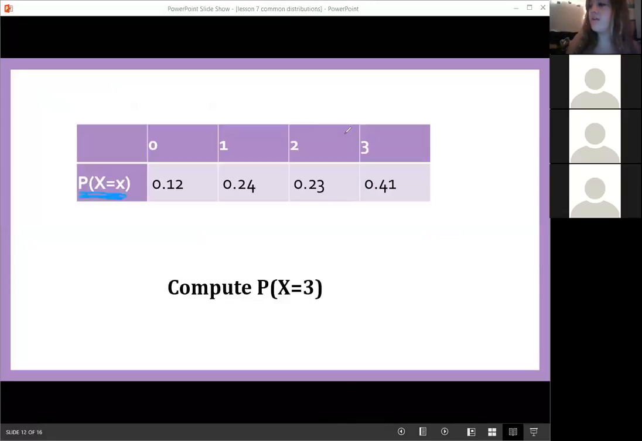Actually, I was reading an article today, because that's what I do in my spare time, and I'm going to discuss it with you guys when we get to chi-squared, because I want to show you statistics in real life.